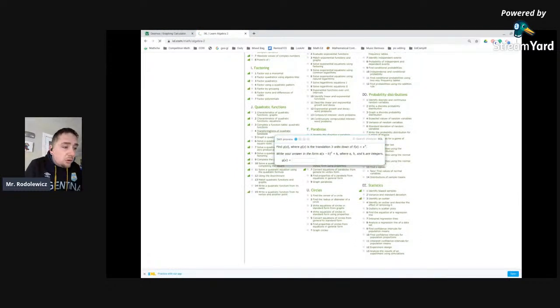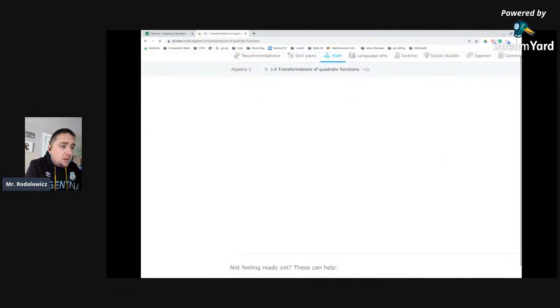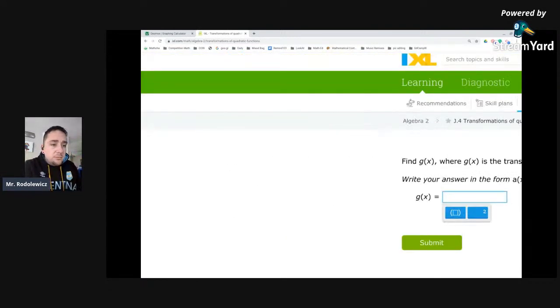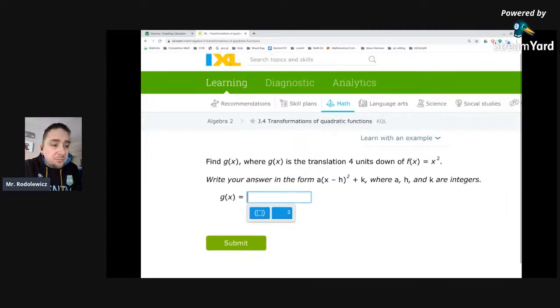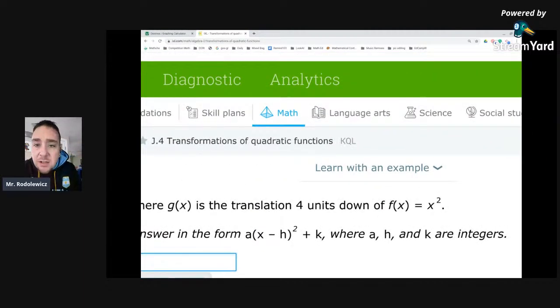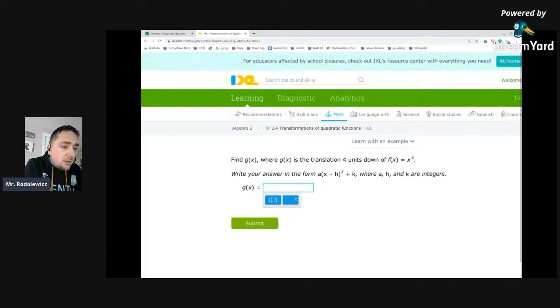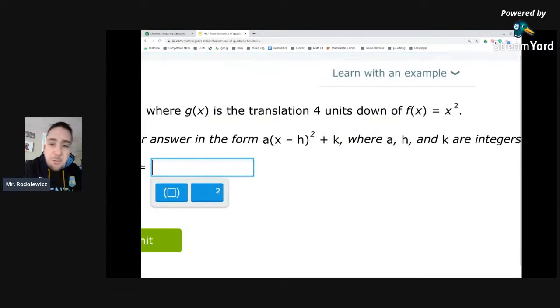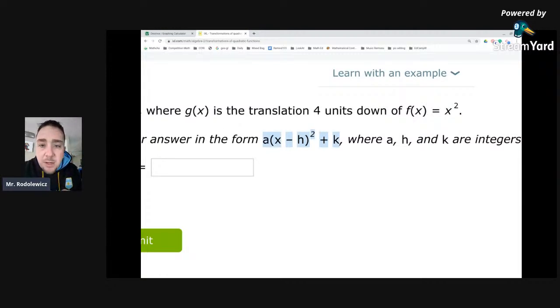But the title is called Transformations of Quadratic Functions. The search code is KQL. And let me just start off by saying that this expression right here looks really intimidating, but let's break it up into parts. This number A is multiplying a group, and then there's a number at the end that's being added to the group.